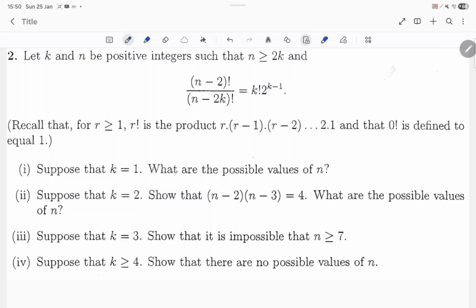Part 3. Suppose that k is equal to 3. Show that it is impossible that n is greater than or equal to 7. Part 4. Suppose that k is greater than or equal to 4. Show that there are no possible values of n. Pause the video to have a think, and once you're ready, restart to see if you were correct.